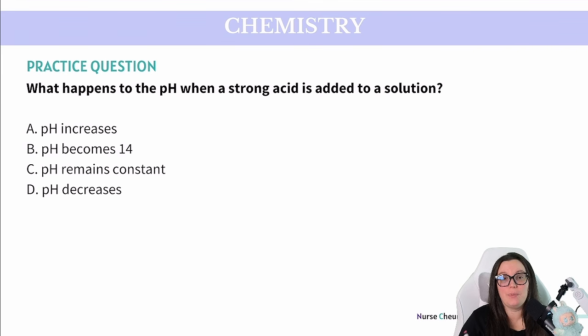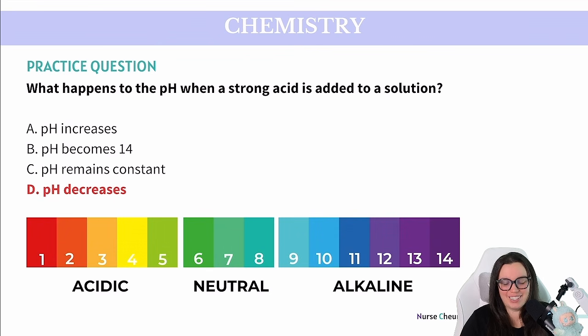So what happens to the pH when a strong acid is added to the solution? Does the pH increase? Does the pH become 14? Does the pH remain constant? Or does the pH decrease? And you got it, the correct answer is going to be D, the pH decreases.